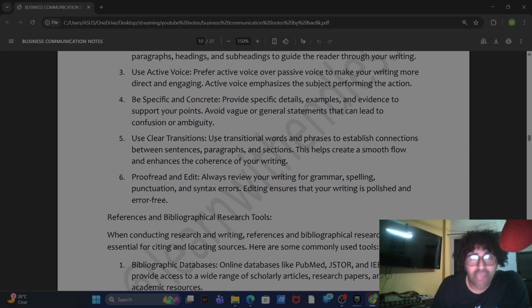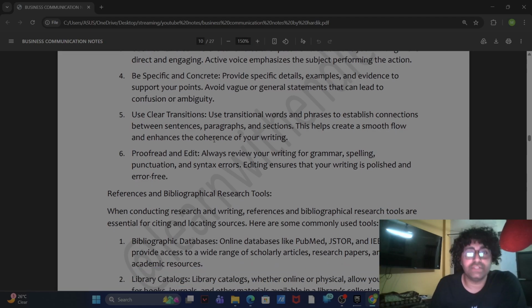Use active voice. Prefer active voice over passive voice to make your writing more direct and engaging. Active voice emphasizes the subject performing the action. Be specific and concrete. Provide specific details, examples, and evidence to support your points. Avoid vague or general statements that can lead to confusion or ambiguity.